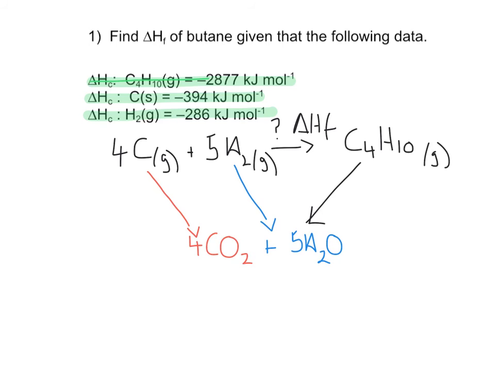Now, the red arrow is the delta HC for carbon, but there are 4 of them, so it's 4 times minus 394. The blue arrow is the delta HC for hydrogen, but there are 5 of them, so it's 5 times minus 286. The black arrow is the delta HC for butane, so it is minus 2877.